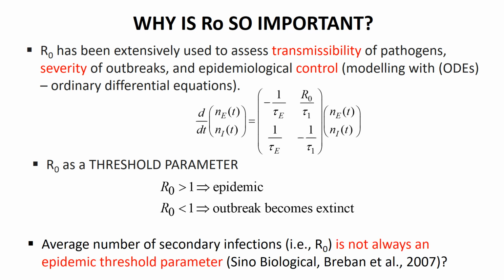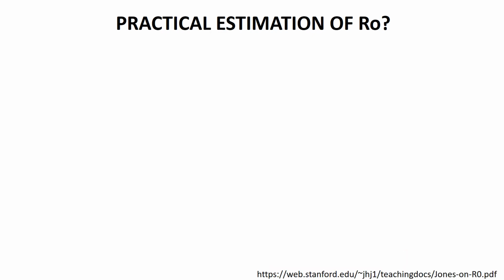Although I don't know enough about this, I believe some people say that it's not always an epidemic threshold parameter. So the problem with estimating R0, as with any parameters involved in this particular disease, is that you only get an estimate and you have quite large confidence intervals.